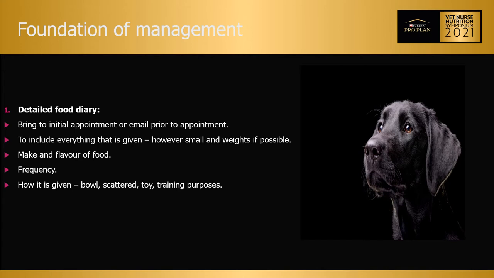So is all of the daily ration given in a bowl? Is some of the food scattered? Are treats or bits of food put in a toy? And then is some of the kibble or daily ration of food or treats used for training purposes, perhaps if it's a younger dog, for example?